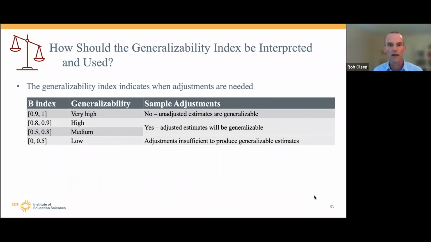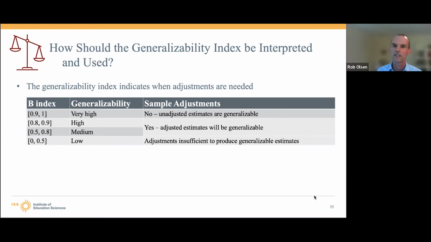But before we move on, I want to point out that the generalizability index is useful in determining whether any statistical adjustment is needed to the sample to support claims of generalizability to the target population. So let's consider different possible values of the index. If the index value is high, greater than 0.9, research has shown that no adjustments are needed. This is a case where the sample is as similar to the target population on observed characteristics as would be anticipated from a random sample.